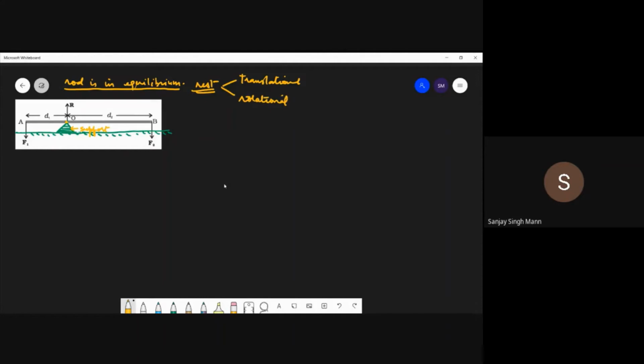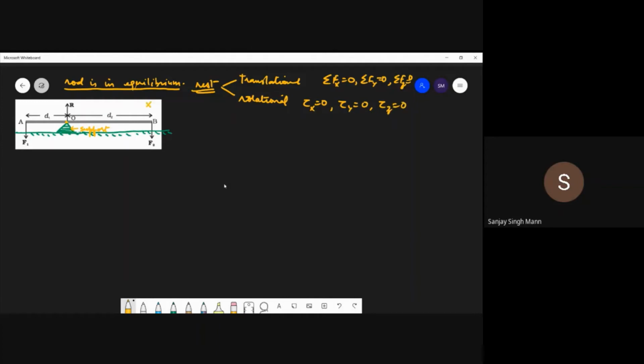So what is the condition for translational equilibrium? It means the sum of forces along the x-axis is 0, the sum of the forces along the y-axis is 0, and the sum of the forces along the z-axis is equal to 0. Okay. And for rotational equilibrium, we need tau equal to 0. So along the x-axis, along the y-axis, and along the z-axis also equal to 0.